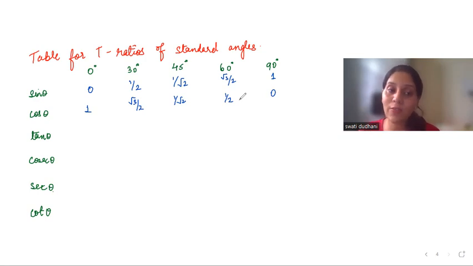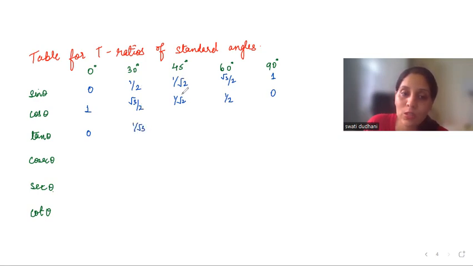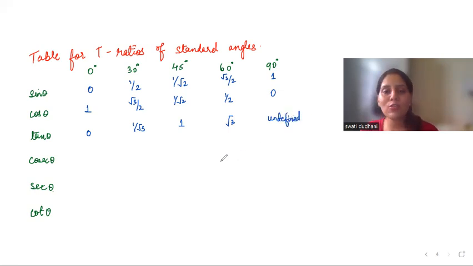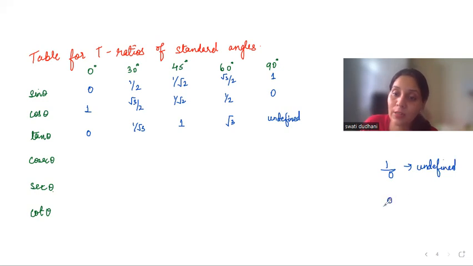Now, tan theta, as we have already seen, is sine by cos. So 0 by 1 is 0. Half by root 3 by 2, the 2s get cancelled, you get 1 by root 3. These 2 get cancelled, you get 1. Again, root 3 by 2 divided by 1 by 2, the 2s get cancelled, you get root 3. 1 by 0 is undefined. So whenever you have 0 in the denominator, it's always undefined. So remember this, 1 by 0 is undefined, but 0 by any number is always 0.